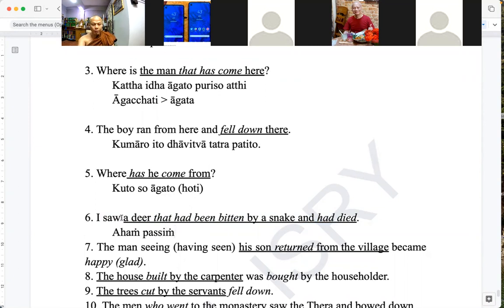So now deer. Deer means miga. So it is the object. In English, the object is after the verb, but in Pali, the object is before the verb. That is different. So "ahaṃ migaṃ addasaṃ."